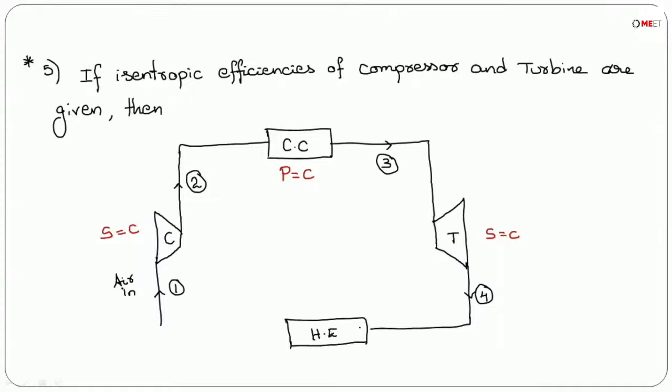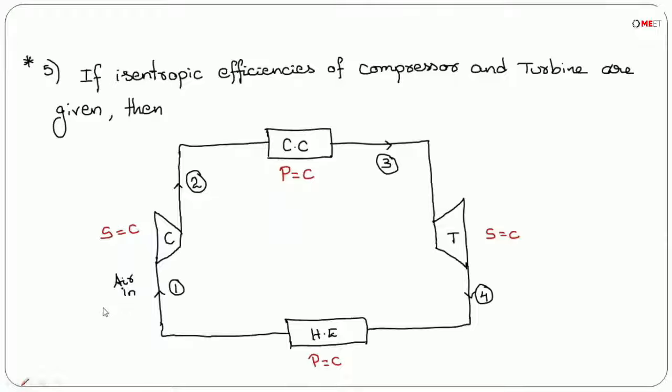This is the ideal case. In this heat exchanger, from process 4 to 1, heat will be rejected at constant pressure. So this is the ideal cycle that we have considered, and this is a closed cycle gas turbine plant. Now here let us see some important aspects.